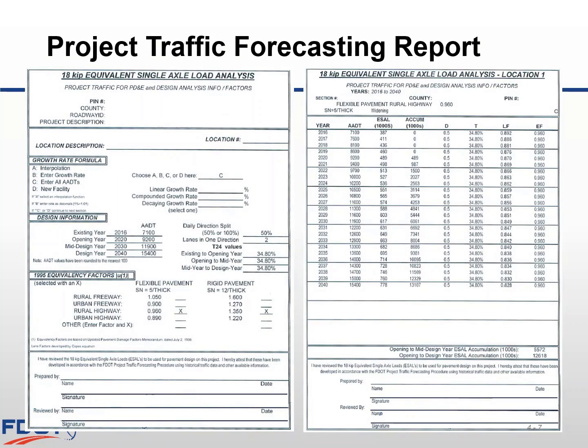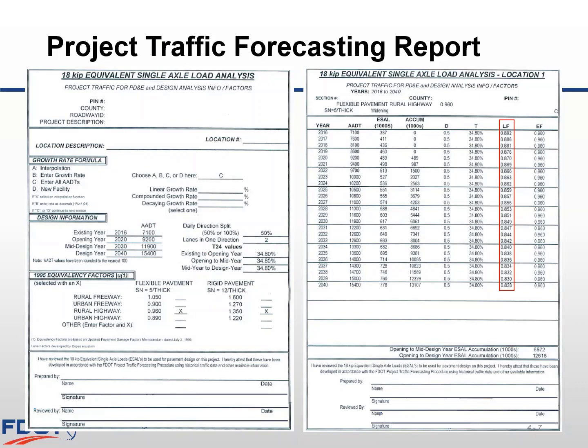On the next page of the traffic forecasting report, go ahead and verify that the information from the previous page matches here. So check the years and their associated AADTs. Check the directional split factor. Check the truck percentage. Check the equivalency factor. Check the lane factor.